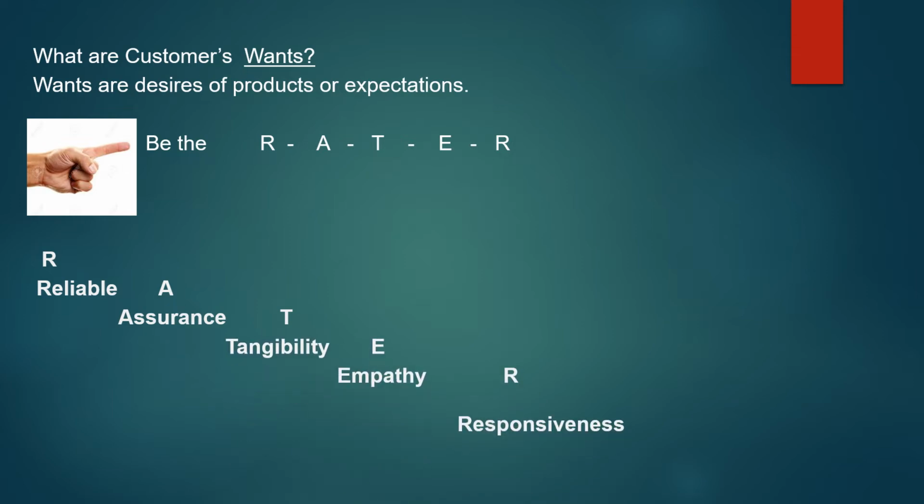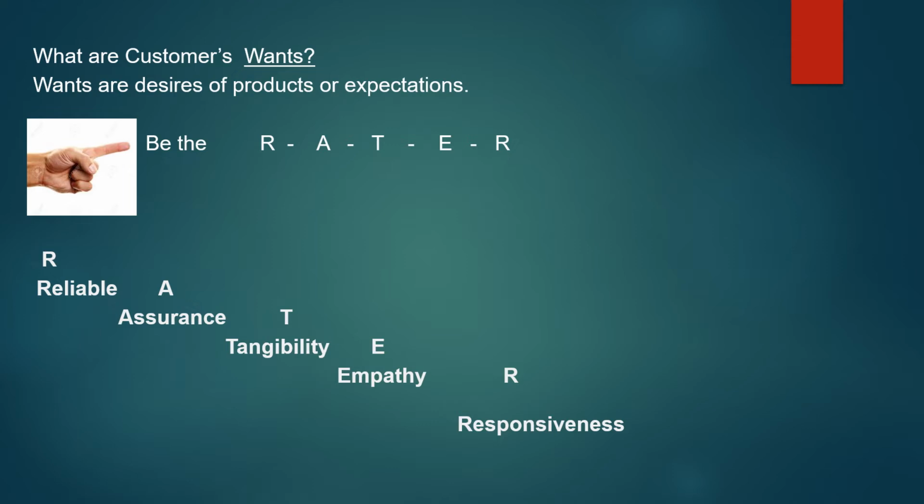Now, as we know the needs, let us see what a customer wants. Wants are desires of products or expectations. So always be the RATER. Now what is a RATER? It means R for reliable, A for assurance, T for tangibility, E for empathy, and R for responsiveness.